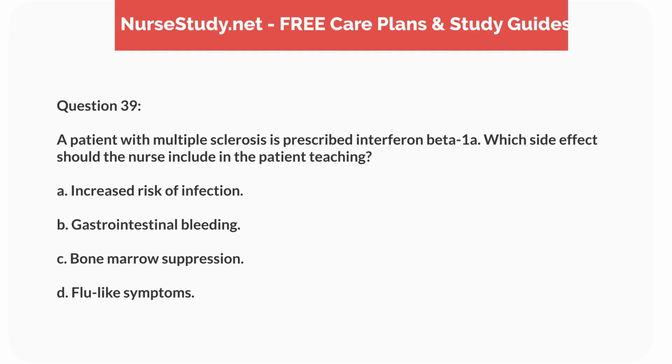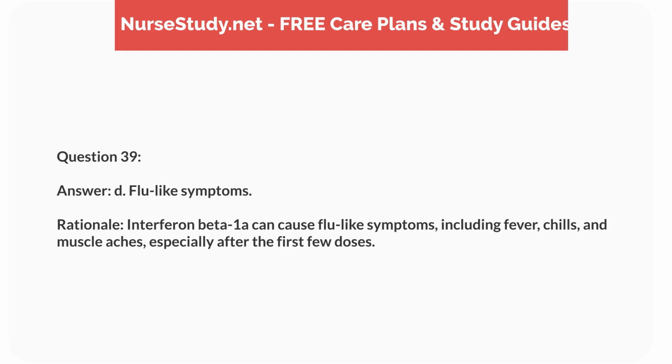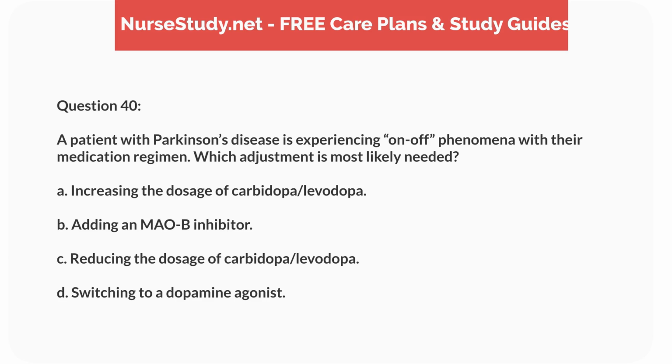Question 39. A patient with multiple sclerosis is prescribed interferon beta-1a. Which side effect should the nurse include in the patient teaching? A. Increased risk of infection. B. Gastrointestinal bleeding. C. Bone marrow suppression. D. Flu-like symptoms. Answer: D. Flu-like symptoms. Rationale: interferon beta-1a can cause flu-like symptoms, including fever, chills, and muscle aches, especially after the first few doses.